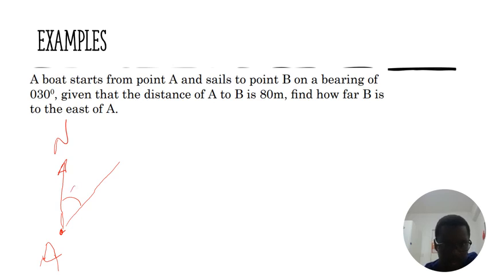So this is 30 degrees, this angle. And it's moving from point A to B. The distance from A to B is 80, which means from there to that point is 80 meters. So AB is equal to 80 meters, to remember it.